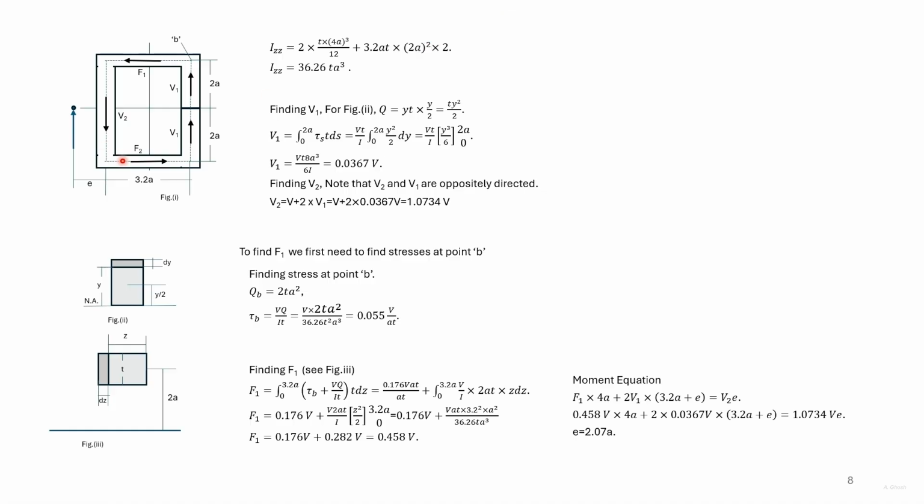The moment of these forces about the shear center will be 0. These four forces cause moment in one direction, while V2 causes moment in the opposite direction. So we have F1 into 4a plus 2V1 into 3.2a plus e is equal to V2 into e. Substituting F1, V1 and V2, we get the value of e in terms of a.